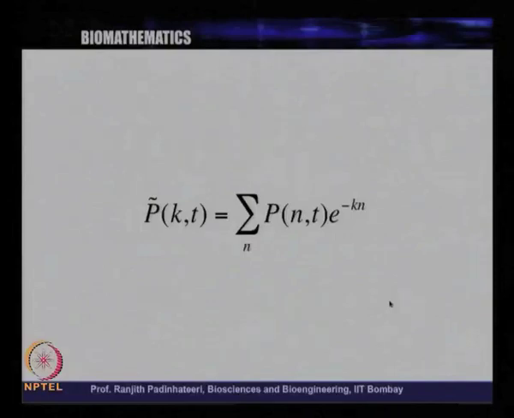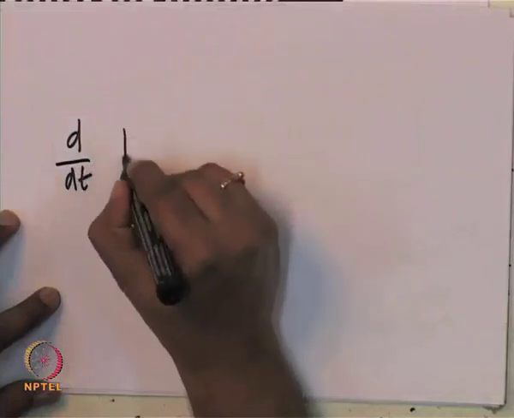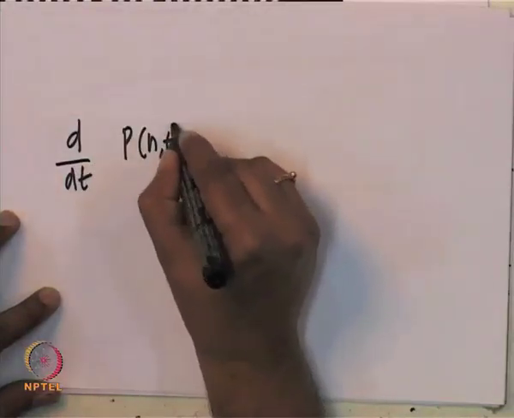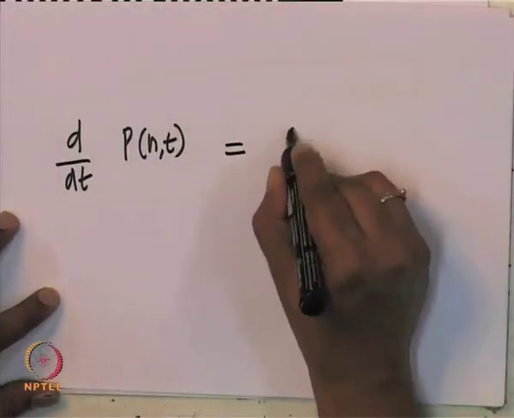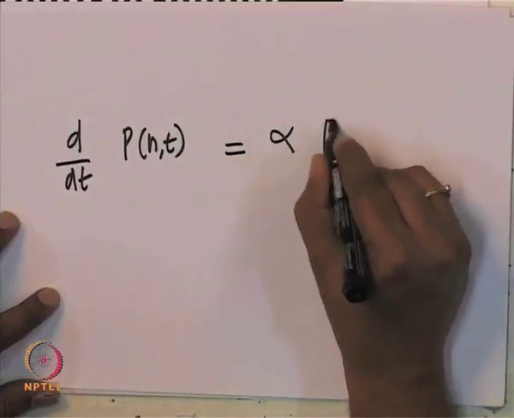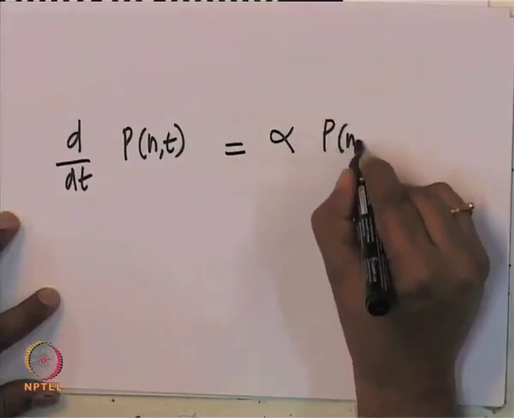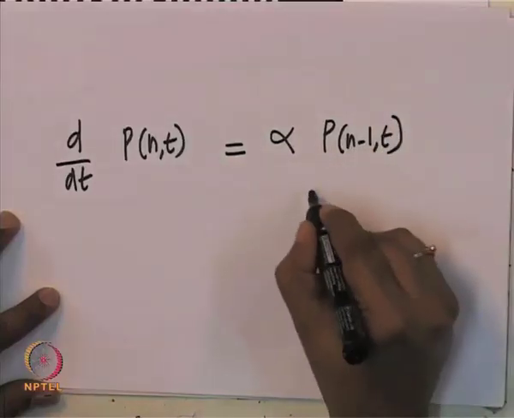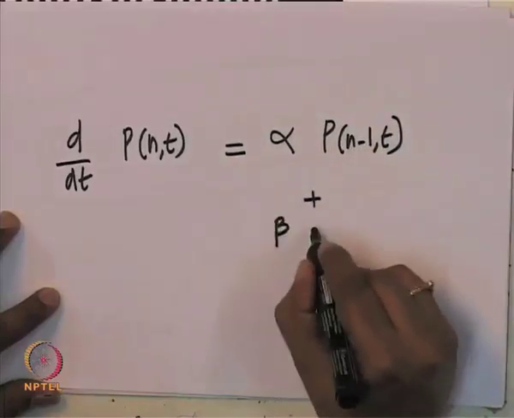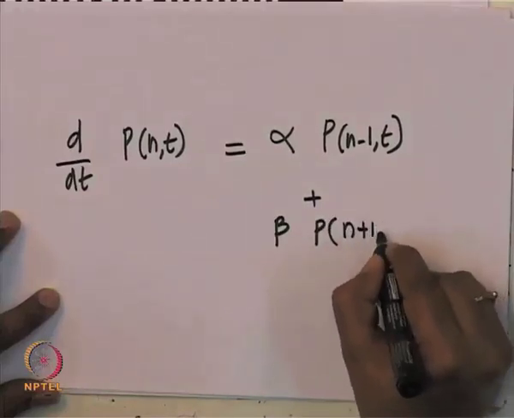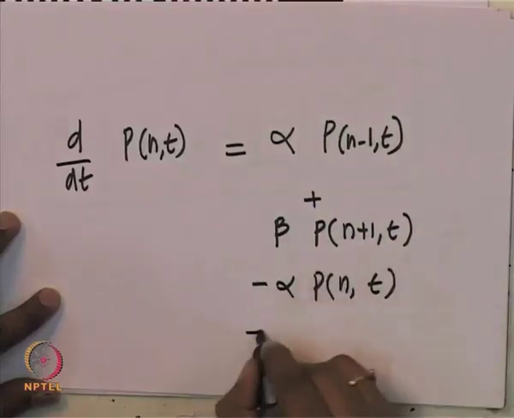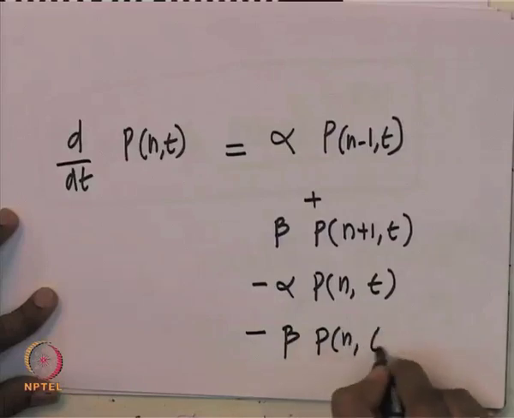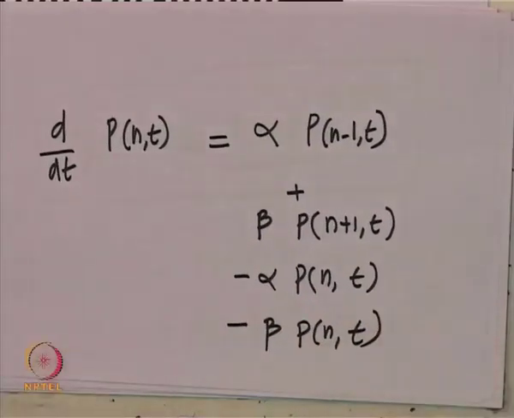Now, what is our master equation? Our master equation is d by dt of p n comma t is equal to alpha into p n minus 1 comma t, plus beta into p n plus 1 comma t, minus alpha into p n comma t, minus beta into p n comma t. So, this is the master equation that we wrote a minute ago.